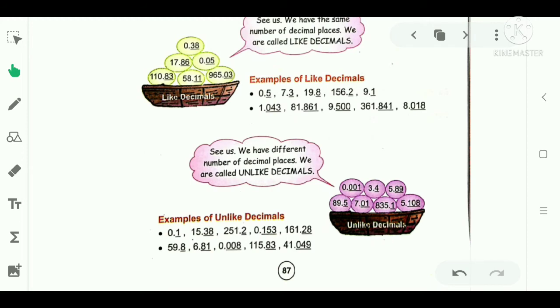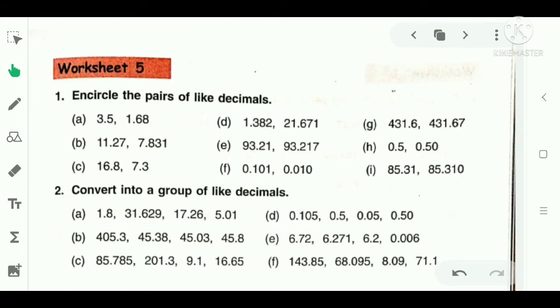Now let us do questions. Students, this is question number 1 of worksheet 5. Encircle the pair of like decimals. How to encircle the pair of like decimals? Look here, first is 3.5 and 1.68. If the number of digits after the decimal is the same, it is like decimals. Here after the decimal 1 digit and here 2 digits. It means this is not like decimals, this is unlike decimals. So we will not encircle this.